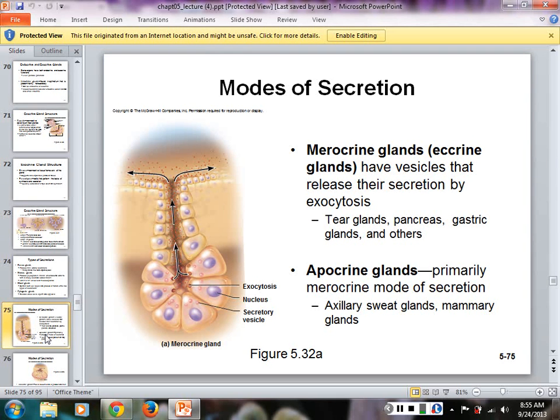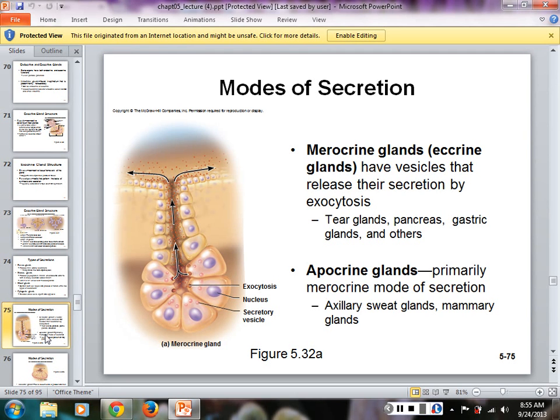The merocrine glands, if you look at this picture right here, you probably remember the term exocytosis from Biology 103. Those little vesicles that you see are where the secretion that has to come out is housed, like your tears, the pancreatic juices, your gastric fluids, and things of that sort.